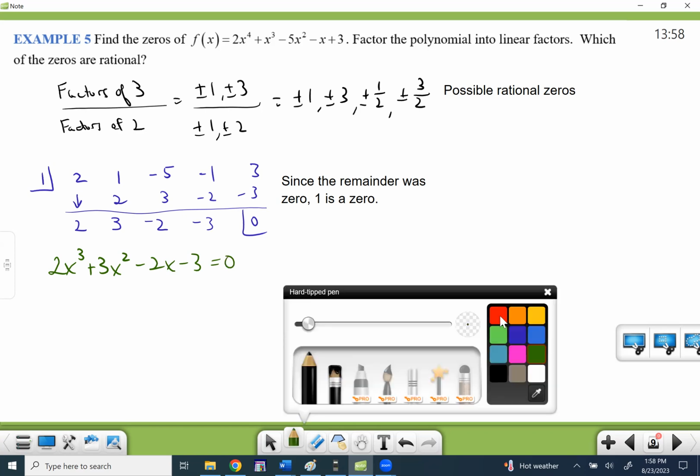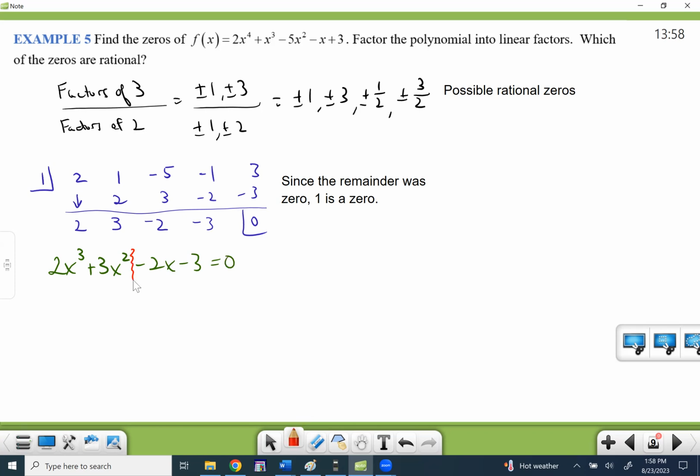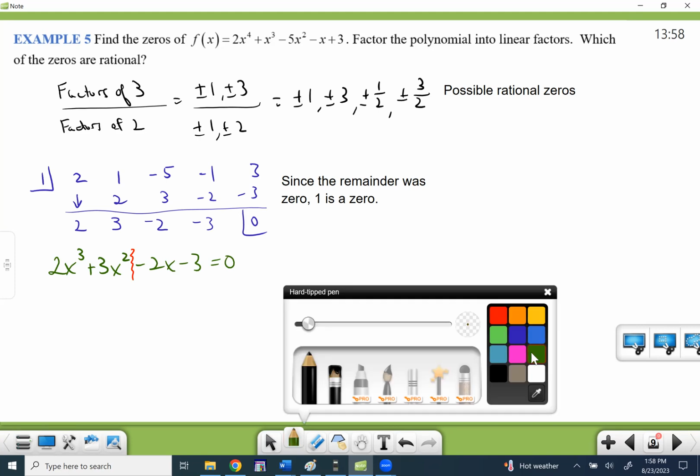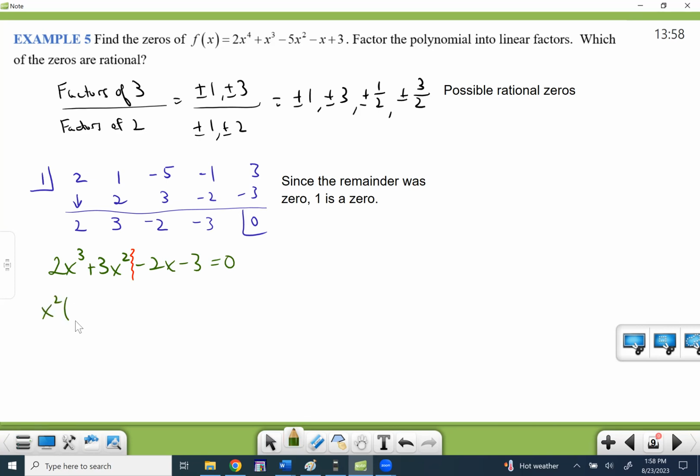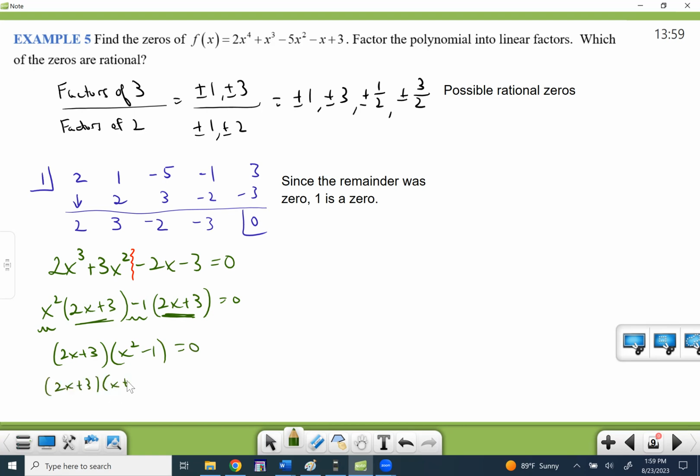I don't. I can see that if I use factoring by grouping, that's going to turn out pretty nice. Okay. So I'm going to take out an x squared from the first 2 terms. And I'm going to take out a negative 1 so I can change the signs on these 2 terms because I want this factor to match that one. So we've got 2x plus 3. That's multiplying by x squared minus 1. And x squared minus 1 could continue to factor. It's a difference of squares, so x plus 1 and x minus 1.